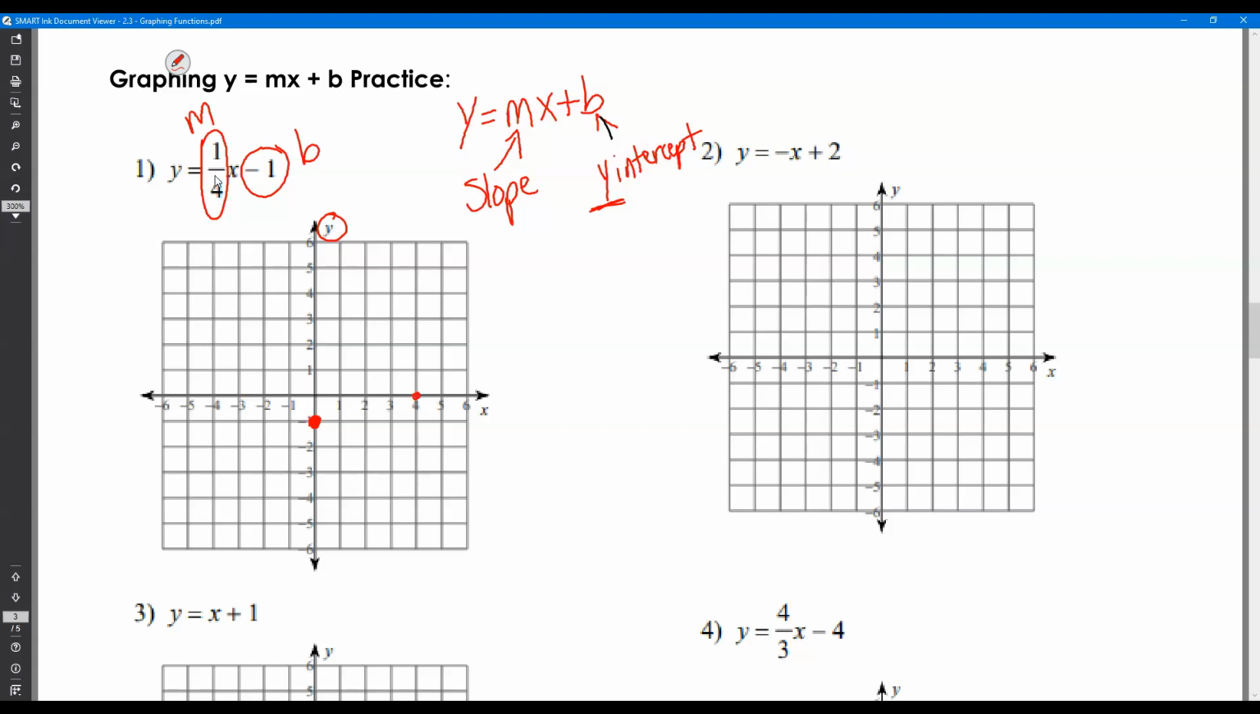Since we can't go up 1 and over 4 again, we could go down 1 and 4 the other way. And as you connect your line, here you would put arrows on it and you would label it 1/4 x minus 1. This would get you full credit from me. But again, the review here is slope is your m, y-intercept is your b.